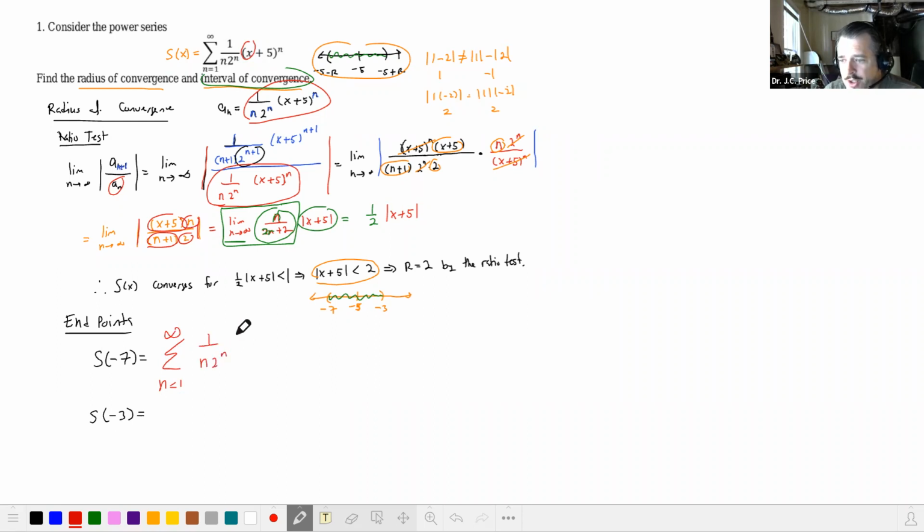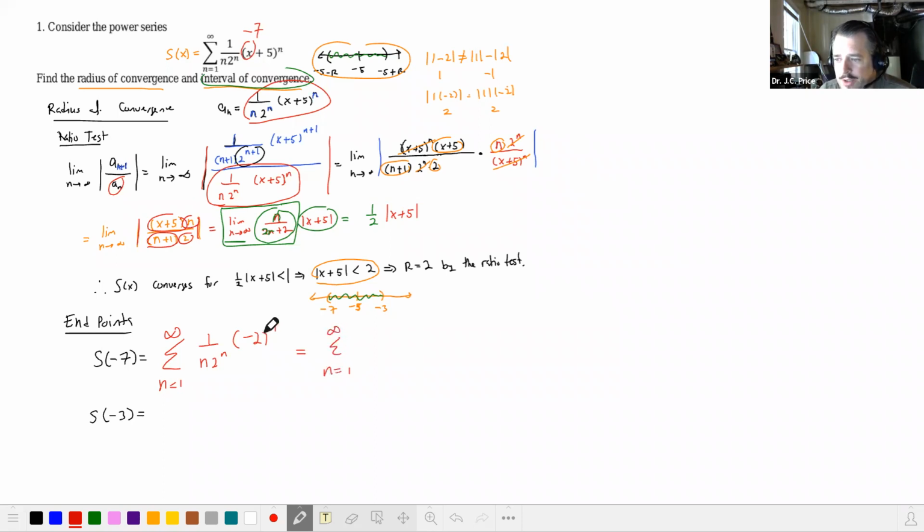And something special should usually happen when you plug in -7. So notice, if you plug in -7, -7 plus 5 is -2 to the n. And so hopefully when you look at that, like, oh yeah, something special is happening. I got 2 to the n on top and a 2 to the n on the bottom. So something's going to cancel basically. So this is going to be equal to the sum. And we're going to go slow here.